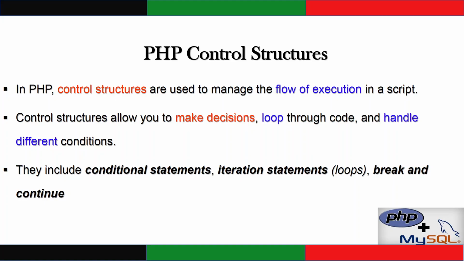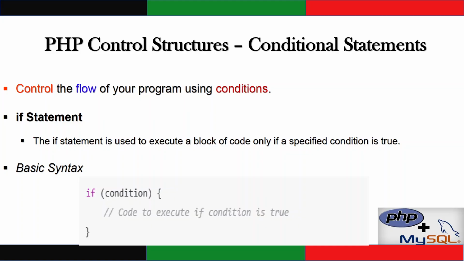They allow us to make decisions. They allow us to repeat the code a certain number of times, which we call looping, and also under different conditions that you're going to see in this topic. Some of them include the conditional statements, the iteration statements, the break, and the continue, which we're going to look at. So let's start with the conditional statements.